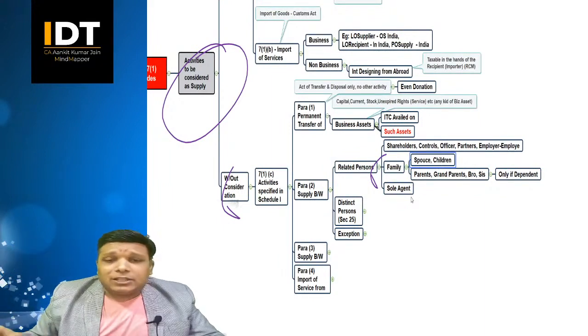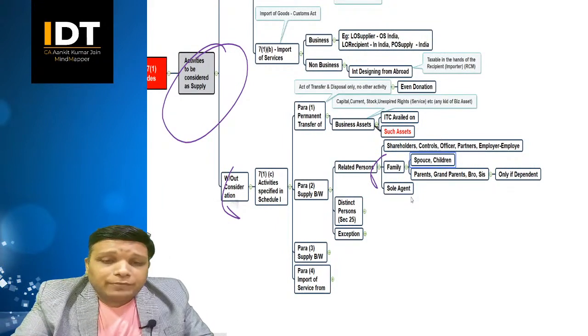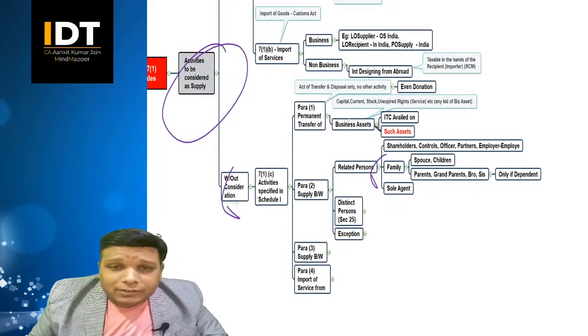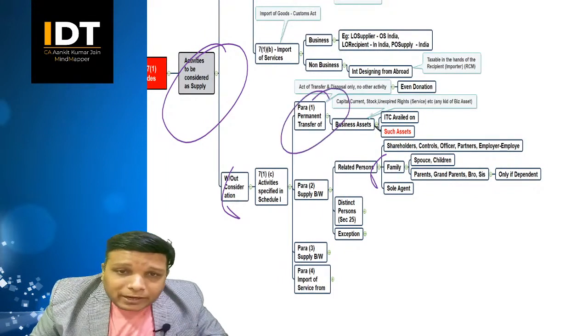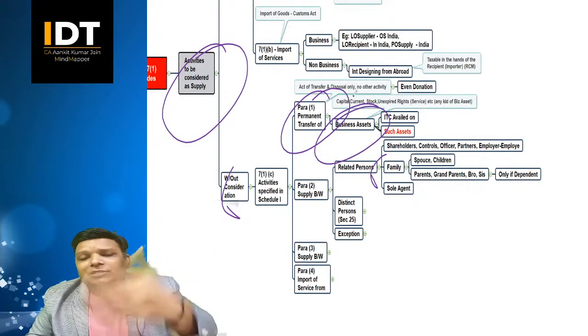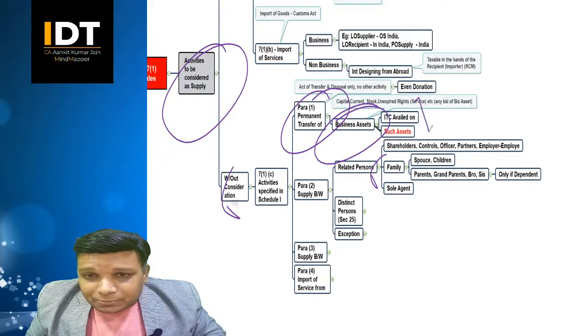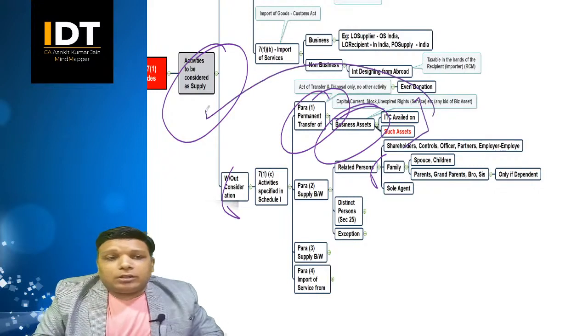Now, next is the concept of distinct person, right? What we have covered till now under without consideration is permanent transfer of business asset. Business asset can be either capital asset, stock, unexpired goods, any kind of asset. There is no restriction, and if ITC has been availed on it, then that will fall under the scope of supply.